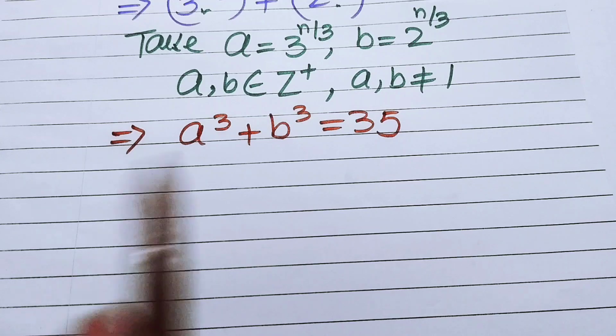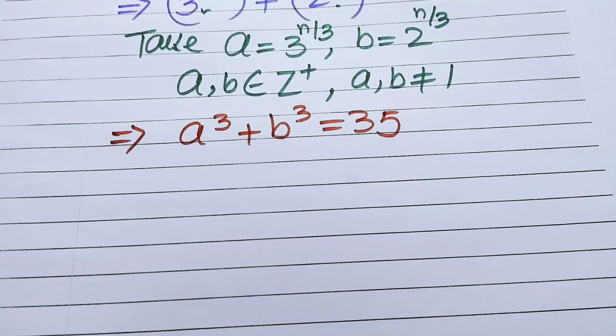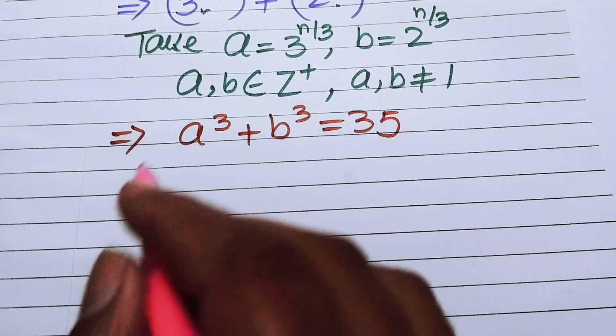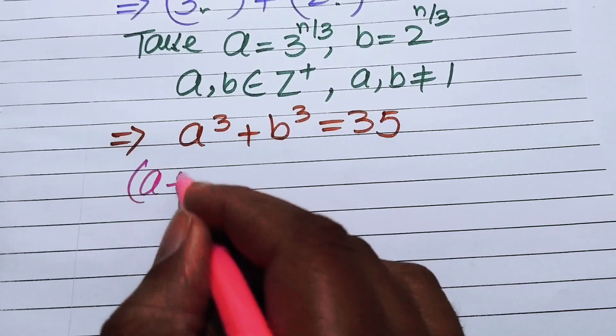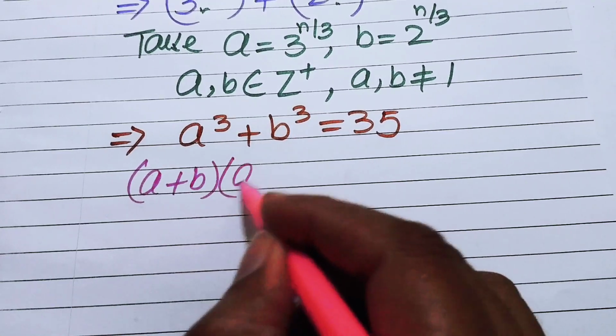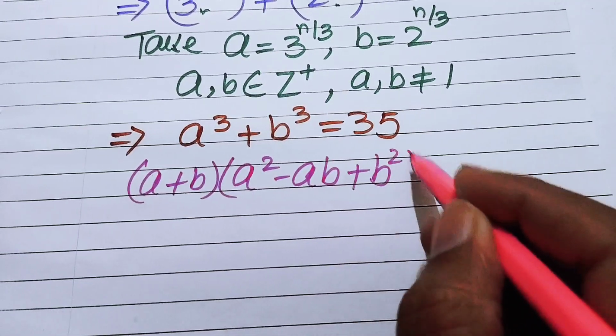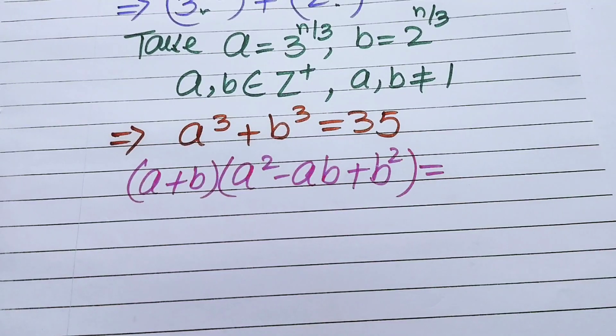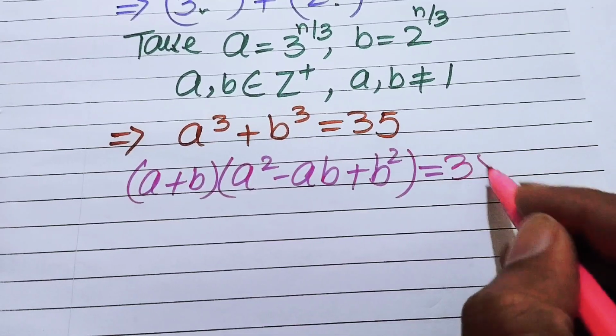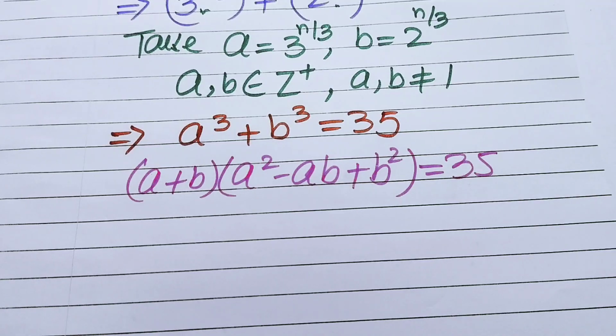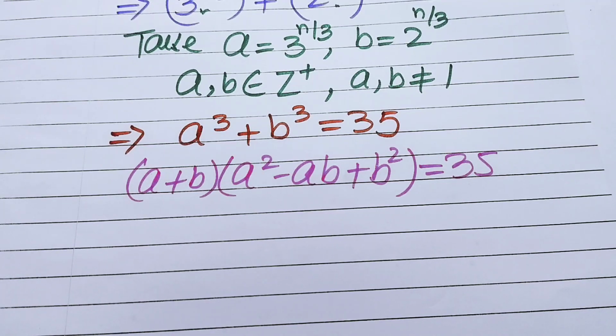So now we will expand this cubic formula, and you will get its output in this form: a plus b times a squared minus ab plus b squared equals 35. And now you focus on the left hand side, where we have two factors multiplied by each other, and now we need to make the two factors on the right hand side.